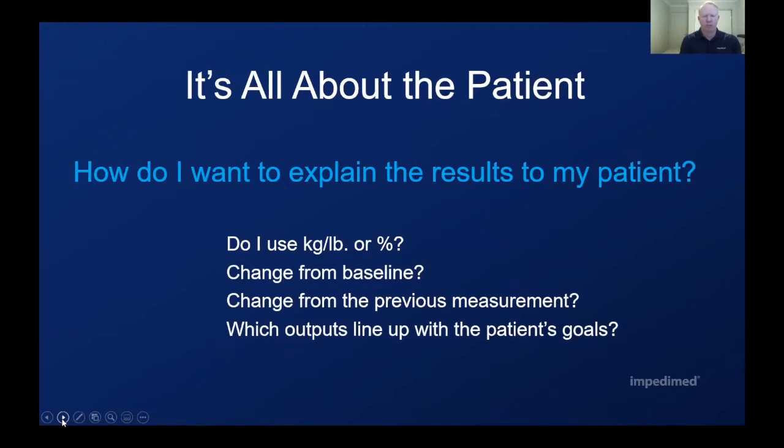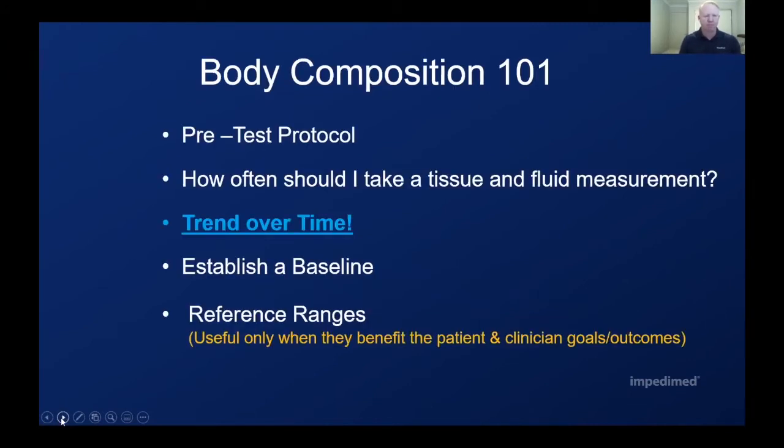But how do we want to explain those results to my patients? Do I want to use kilos, which is really tangible? So do I want to pick up a 20 kilo weight plate and say, hey, you've got 20 kilos of muscle mass. How do we make it to 25 kilos? Or do we want to use percentage, which can sometimes be very valuable and a great way to explain the results? Do I want to look at the original result, so change from the baseline, or do I want to look at just the previous measurement? They're all things that I need to consider before I actually provide the right information to my patient. Which outputs line up with the patient's goal? That's what I'm looking for, and that really gives me the trigger to deliver the right message.